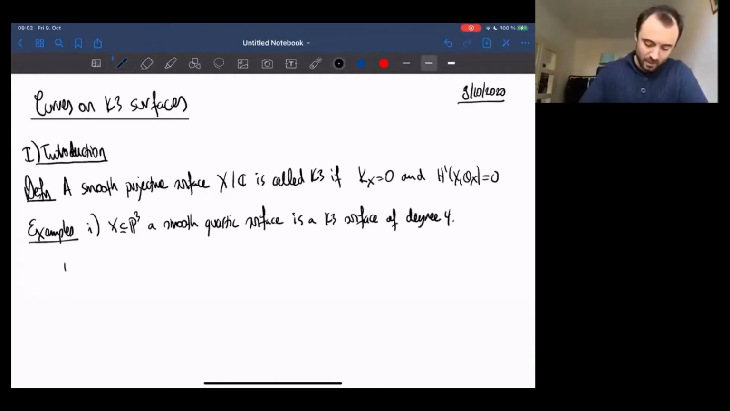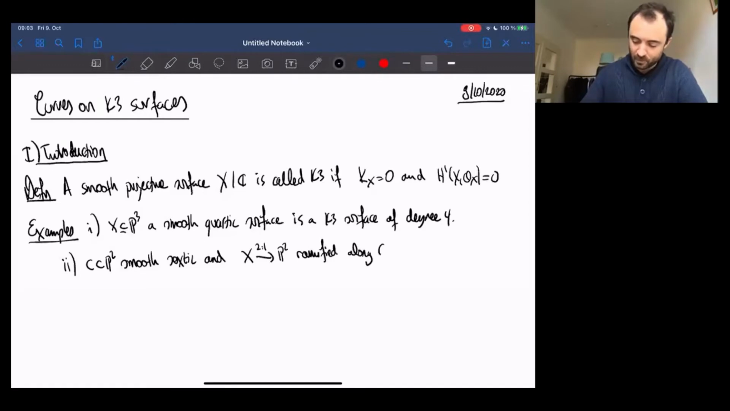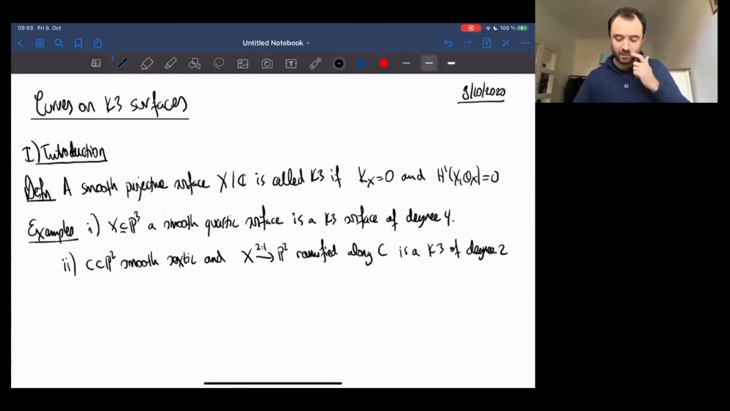Another example is if I take C inside P2, a smooth sextic, and I take X over P2, the 2-to-1 map ramified along C. This is a K3 of degree 2, because in this case I just pull back the polarization from P2 and its self-intersection will be 2 because it's a degree 2 map.